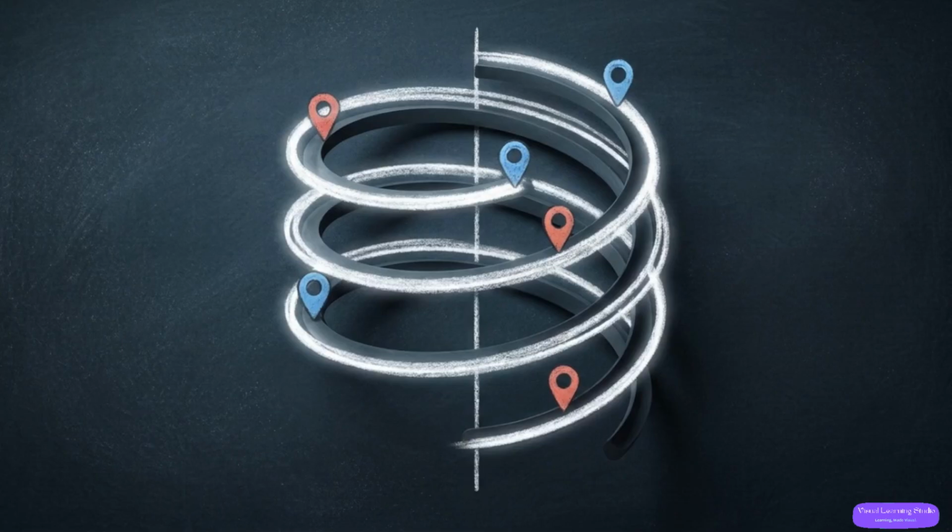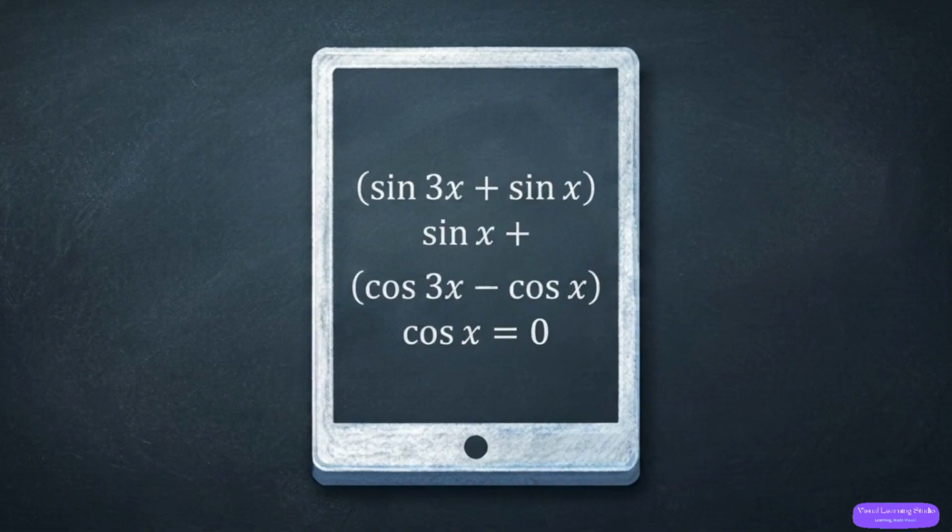Infinite solutions don't happen because the math is ambiguous. They happen because a spinning circle never stops. This graphic shows a high-level, official board exam question. We have to prove that this long string of sines and cosines equals 0.